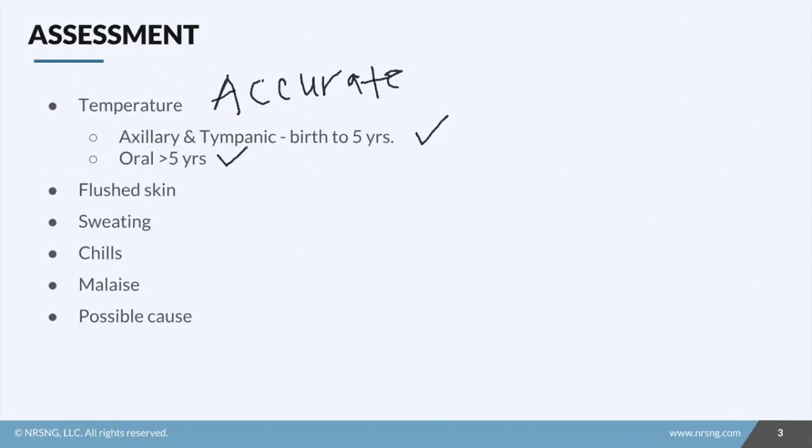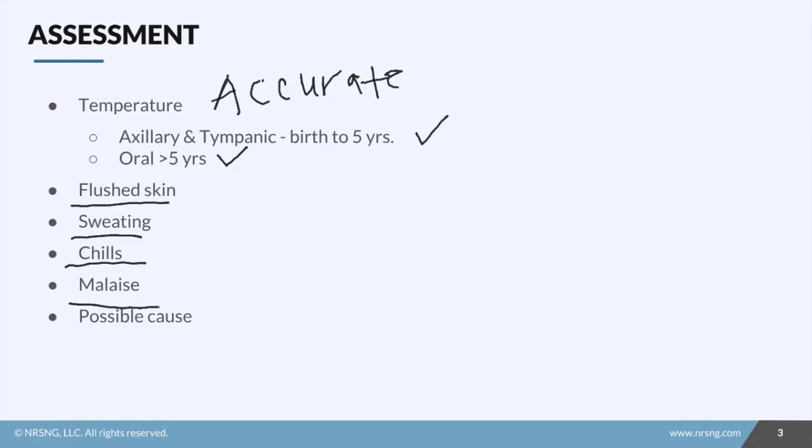When a kid does have a fever, there are a couple of other symptoms that we would expect to see, and those are flushed skin, sweating, chills, and malaise. They're just not going to feel right at all. They're probably also not going to be eating very much. Those are all important things that you would expect to see with a temperature.